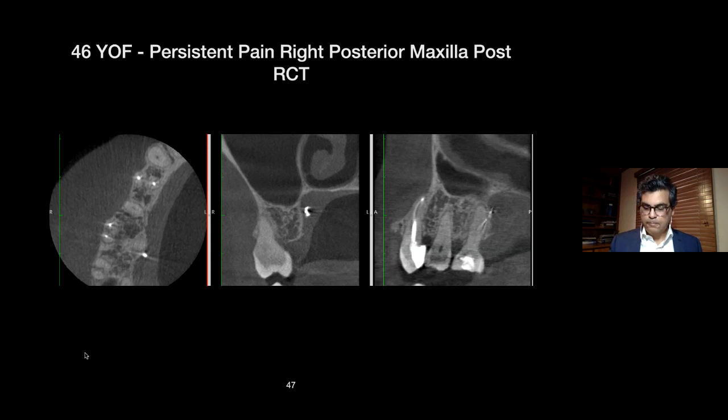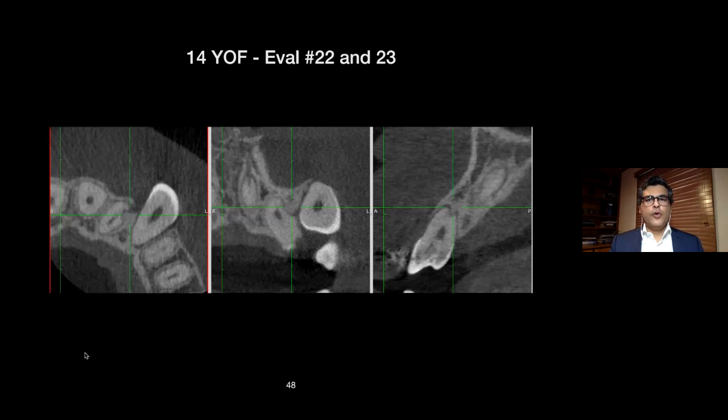This is a 14-year-old female, evaluation for number 22 and 23. As you can see, the canine here is positioned fairly buccally compared to the adjacent lateral incisor and first premolar. So it had to be determined what to do with this tooth, because if it has to be pulled back into the arch, space needs to be made, and then to determine what to do, the scan was taken.